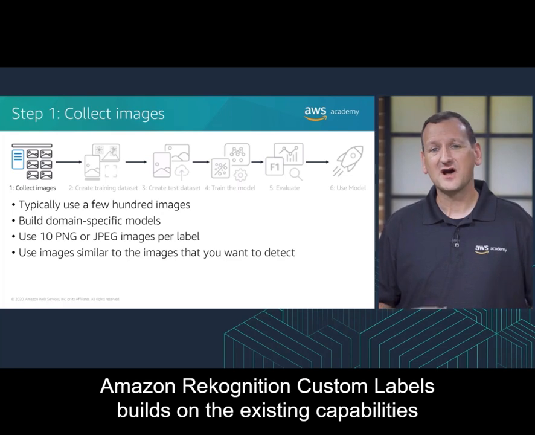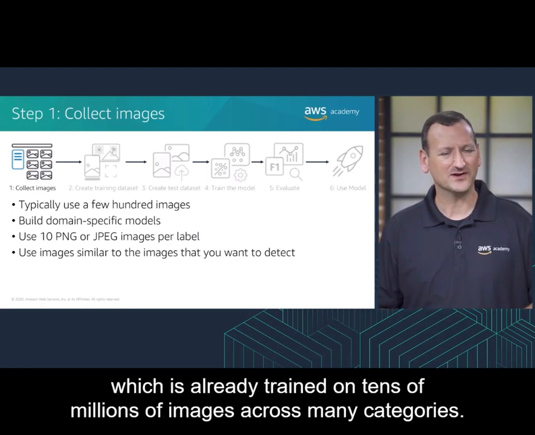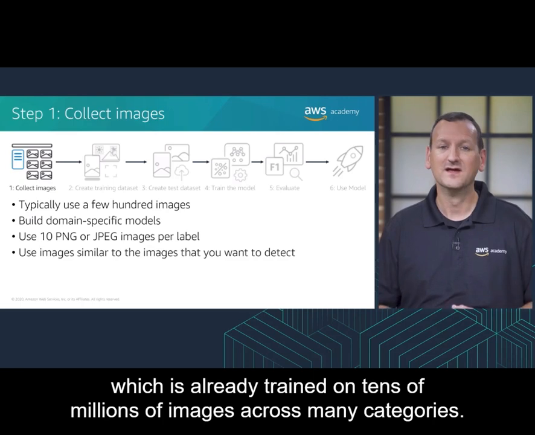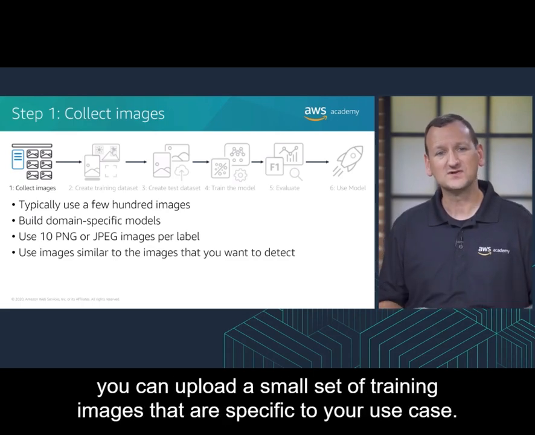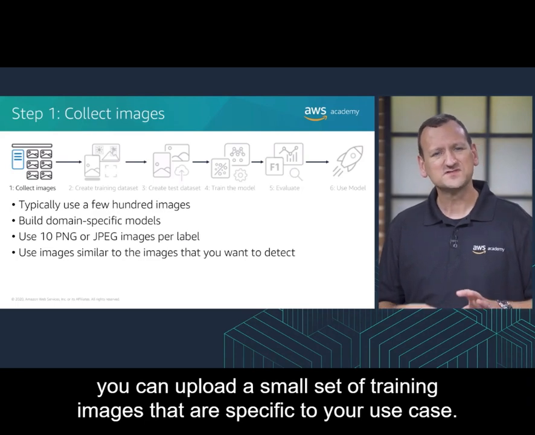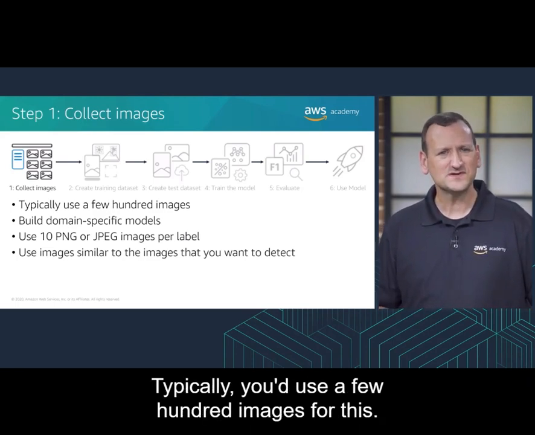Amazon Rekognition Custom Labels builds on the existing capabilities of Amazon Rekognition, which is already trained on tens of millions of images across many categories. Instead of thousands of images, you can upload a small set of training images that are specific to your use case. Typically, you'd use a few hundred images for this.